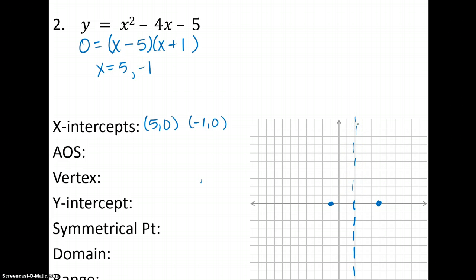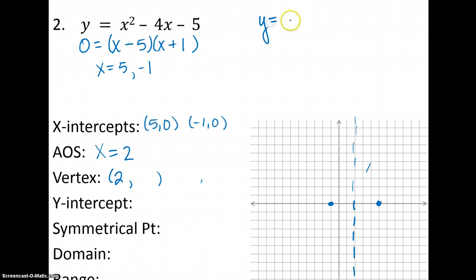The axis of symmetry is a vertical line and is at x equals 2. So like we said before, the vertex is always on the axis of symmetry. So somewhere along here will be my vertex. It has an x value of 2. If I know the x value, I can get the corresponding y value by plugging it in.